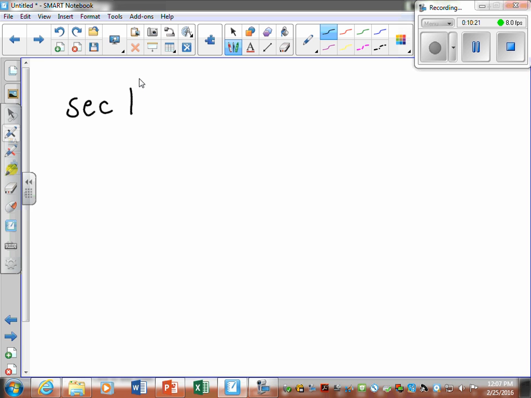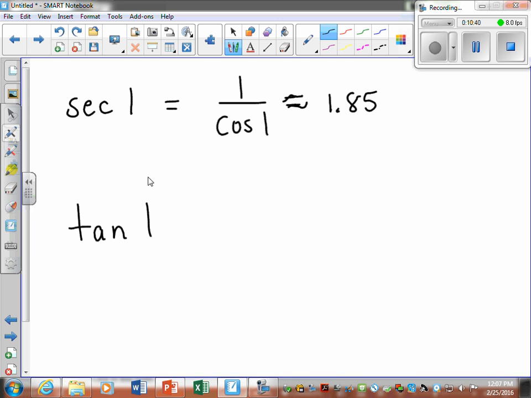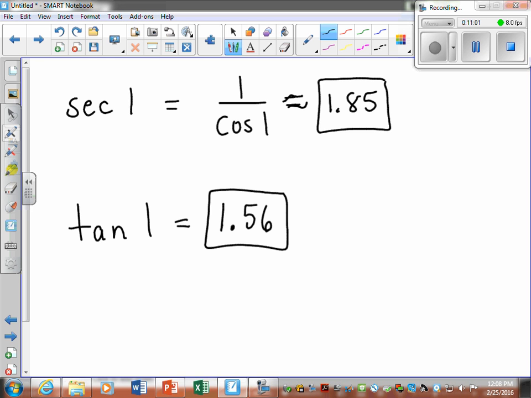So in this case, I don't have a secant button, so I'm going to have to do what? 1 over the cosine of 1. And while this is in radian mode, it's approximately 1.85. Likewise with this. There's not a degree up here. That means we're going to assume radian mode. And tangent we calculate, so just hit tangent of 1 and we will get approximately 1.56. So that's just some practice with your calculator and putting trig functions in. And that should wrap up our information for today.